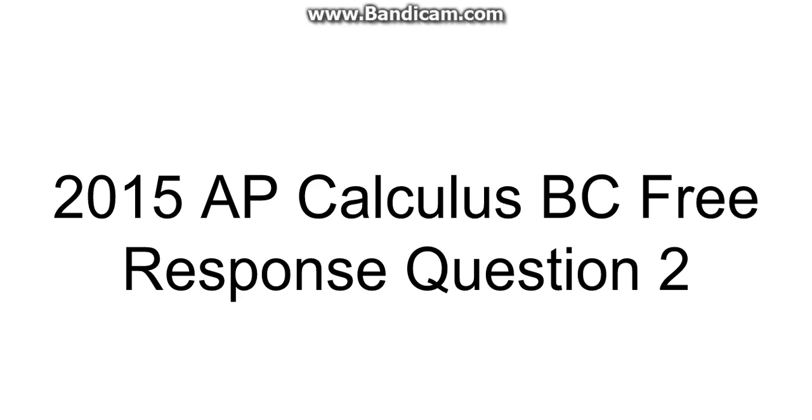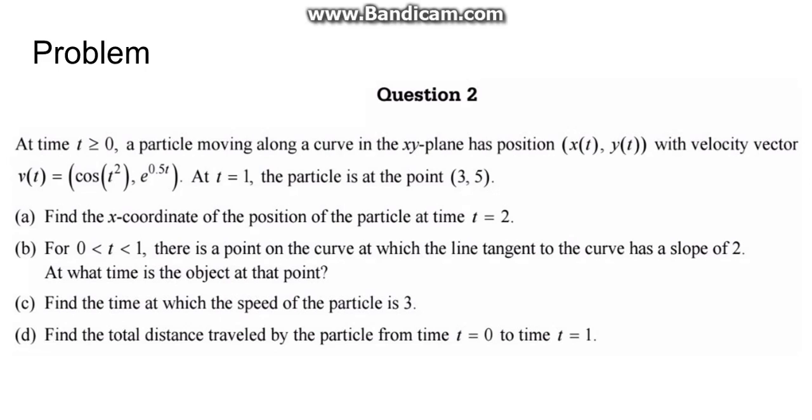Today's problem will be question 2 from 2015's AP Calculus BC free response question problem set. The problem is: at time t greater than or equal to 0, a particle moving along a curve in the xy plane has position x(t), y(t), with velocity vector v(t) equal to cosine of t squared, comma, e to the 0.5t. We also know that at time t equals 1, the particle is at the point (3, 5).